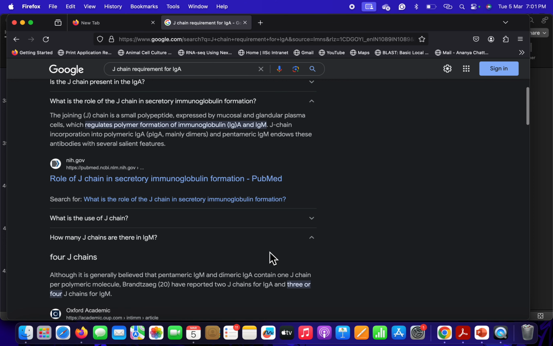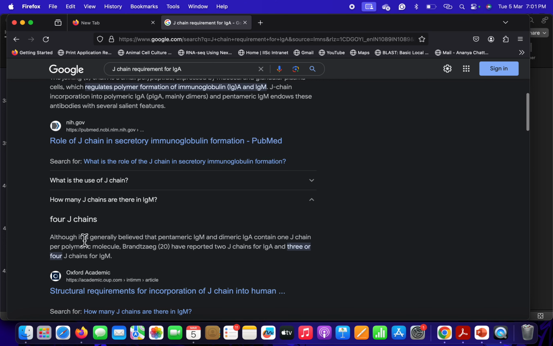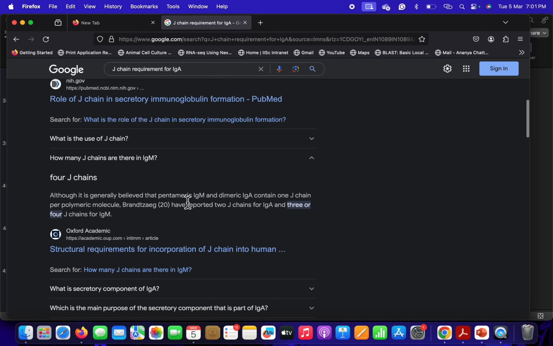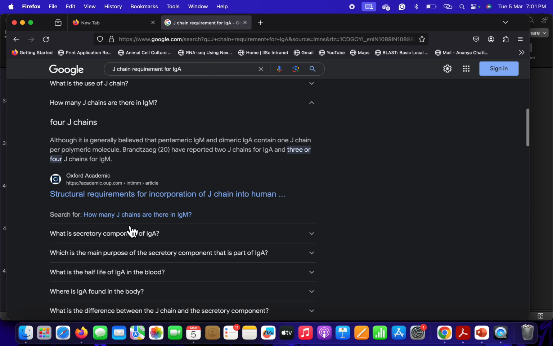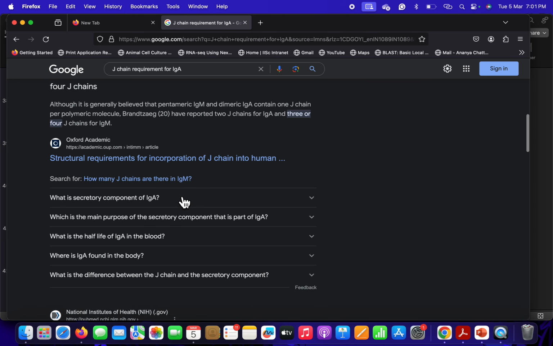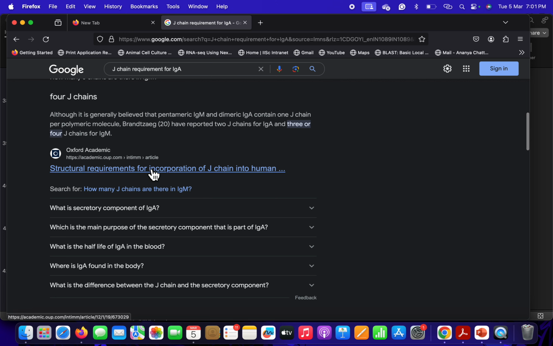So, how many J chains are there? Although it's generally believed that pentameric IgM and dimeric IgA contain one J chain per polymeric molecule, some research groups have reported two J chains for IgA and three or four J chains for IgM. So it's conventionally one for each, but in some research papers you can find that they have reported two J chains for IgA.